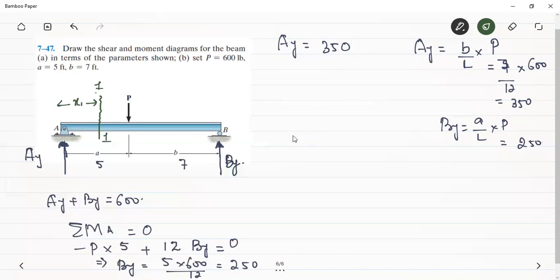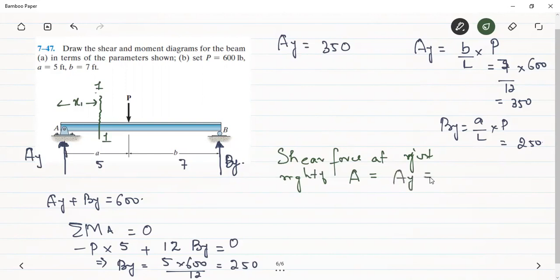So what will be the shear force at A? Although I told you that we are not in a position to calculate the shear force at A, so just to the right of A, in fact, the shear force just right of A, this will be equal to how much?